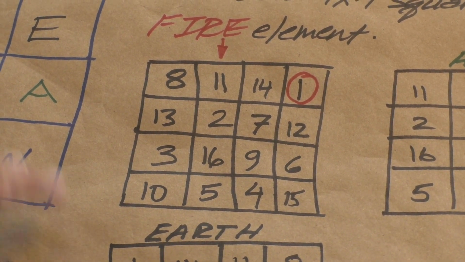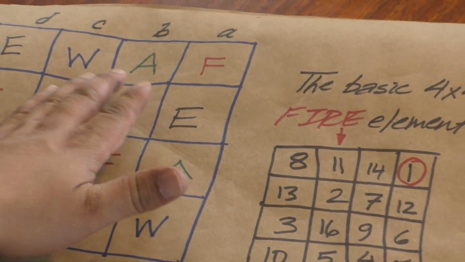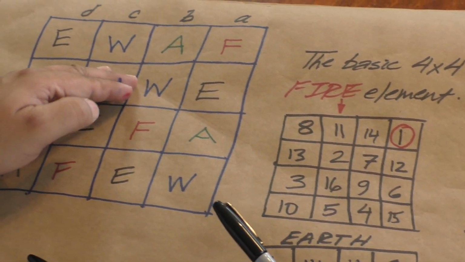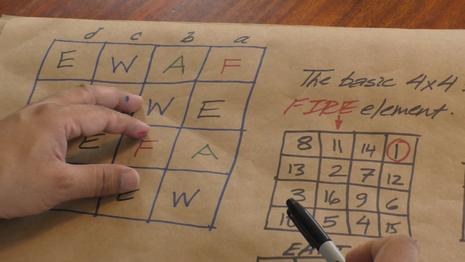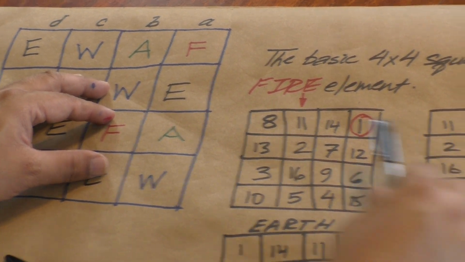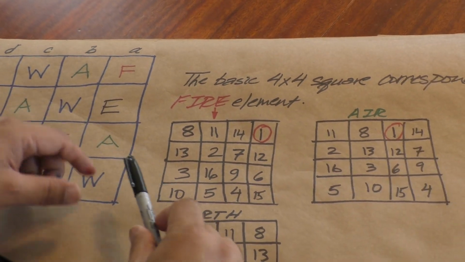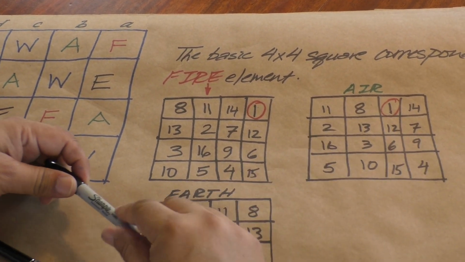Now then, given this arrangement of fire, air, water, and earth across the top row, we can theoretically prepare a magic square based on air if we place the 1 here. And that would simply involve just rearranging the columns.